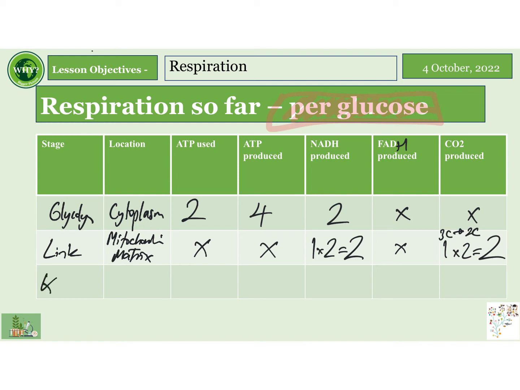Then we have the Krebs cycle, which also occurs in the mitochondrial matrix. That produces ATP, yes, it produces 1 per turn of the Krebs cycle. But there are 2 acetyl CoAs per glucose. So there are 2 of them.